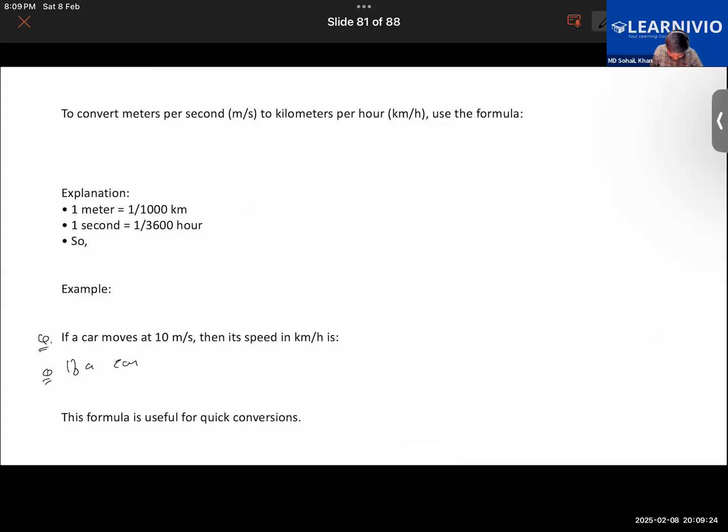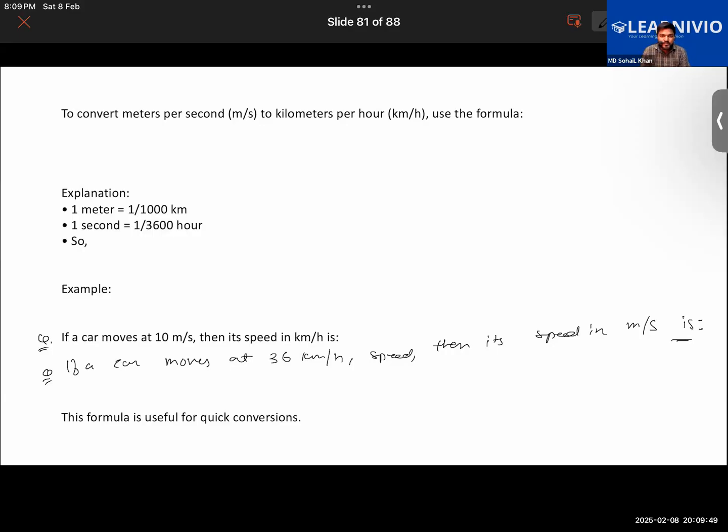If a car moves at 36 kilometer per hour speed, then its speed in meter per second is equal to what? Okay, that's a simple question. You know what you have to do? What do we have to do, guys?